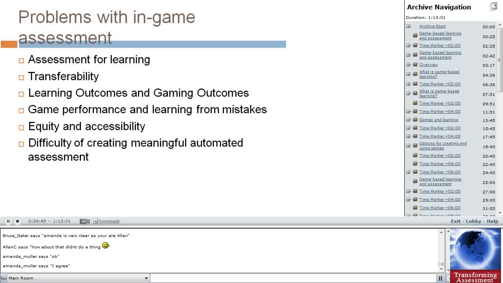Now, I think there are quite a lot of pitfalls with this model, which is important to consider. This is not to say don't use in-game assessment, and one of the case studies I've got is quite a nice example of how to use it. But it's important to remember the pitfalls as well as the benefits. And the first problem, which I've touched on a bit with Amanda anyway, is related to the purpose of assessment, which I don't think should simply be to test.